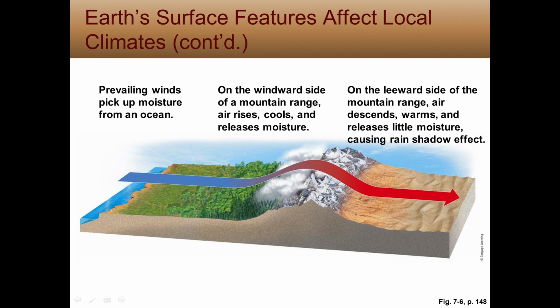As it rises, it condenses. It gets all rainy, like Seattle. And then once it comes over the mountains, it gets all dry, like Las Vegas. So the air descends, it warms, it releases the little bit of moisture, and you have a little mini desert. So that should have gotten us through number 10.